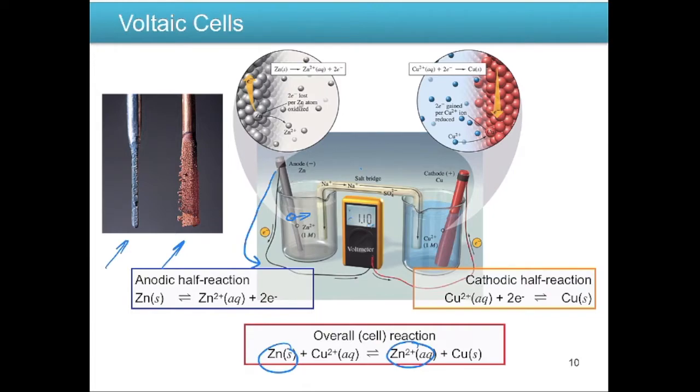Whereas on the other side, electrons are building up on the copper electrode, so that means the copper 2+ must be grabbing onto those electrons and turning into a copper solid, and that's also shown in the overall reaction here, copper 2+ going to copper solid. So since we're losing copper 2+, the concentration of that must be decreasing. So how do we figure out how the voltage is going to change based on differing concentrations?